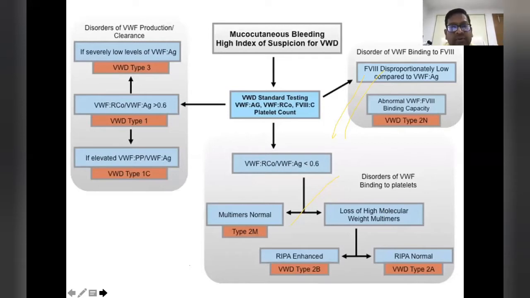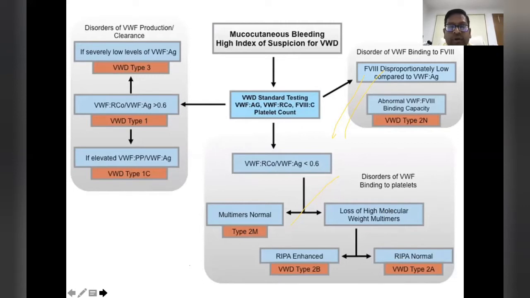Similarly, coming to the ratio of ristocetin cofactor to antigen: if the ratio is more than 6, the possibilities are type 1 or 3. If the ratio is less than 6, the possibility is von Willebrand type 2. So you have to look into multimers. If multimers are normal, then it is 2M. If there is loss of high molecular weight multimers, then there are two possibilities: either you are dealing with a 2A or 2B.